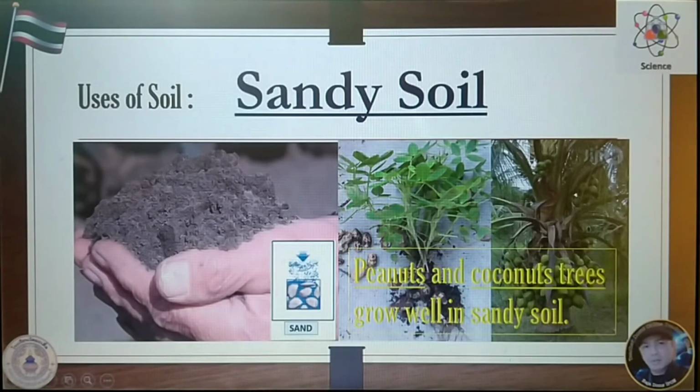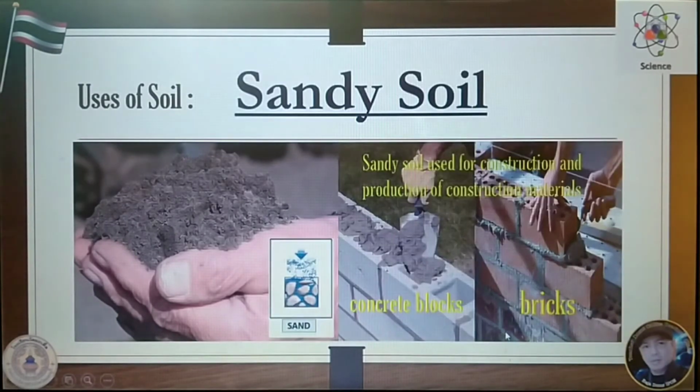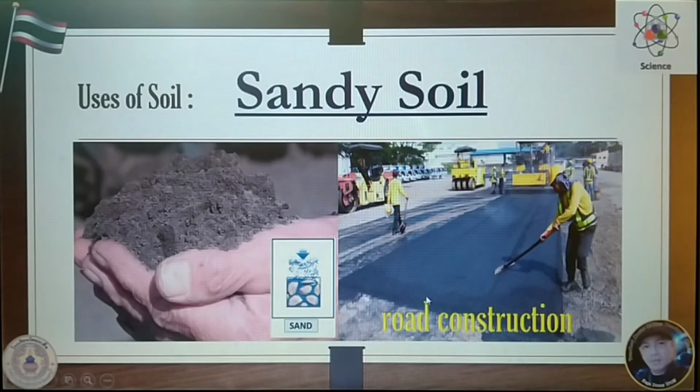Peanuts and coconut trees grow well in sandy soil. Sandy soil is used for construction and production of construction materials. Here are concrete blocks, and here are the bricks. Sandy soil is used for road construction.